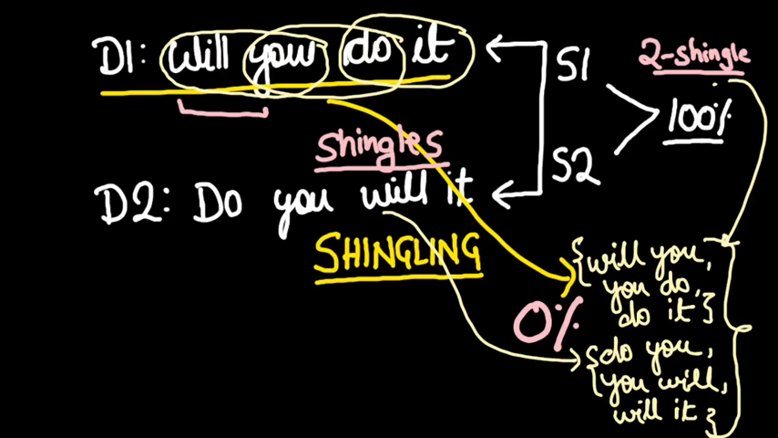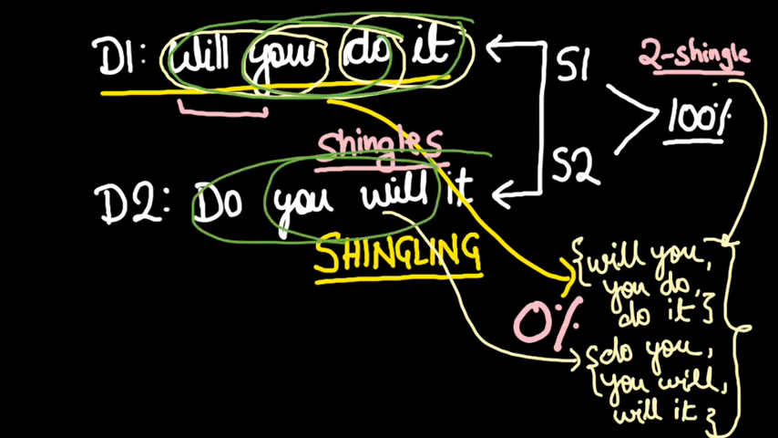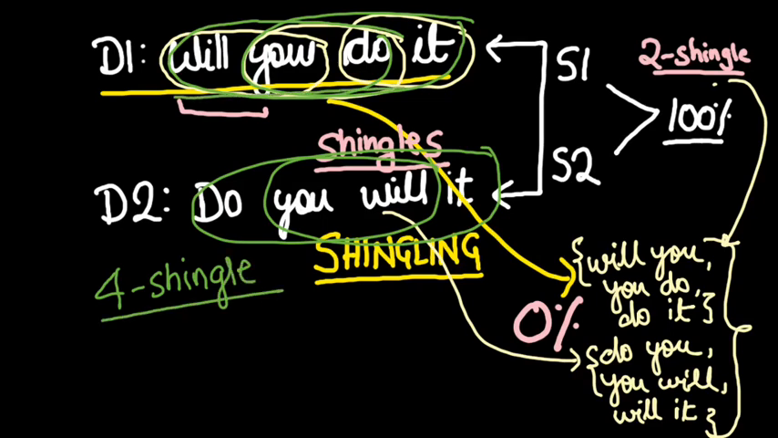Can you tell me the set of three shingles in these sentences? One three shingle is "will you do", and one is "you do it", and here "do you will" and "you will it". Similarly, two shingle, three shingle, we can have a four shingle. A four shingle will look at all the sets of four consecutive words. So the four shingle here will be this complete sentence "will you do it", and here also this complete sentence "do you will it".